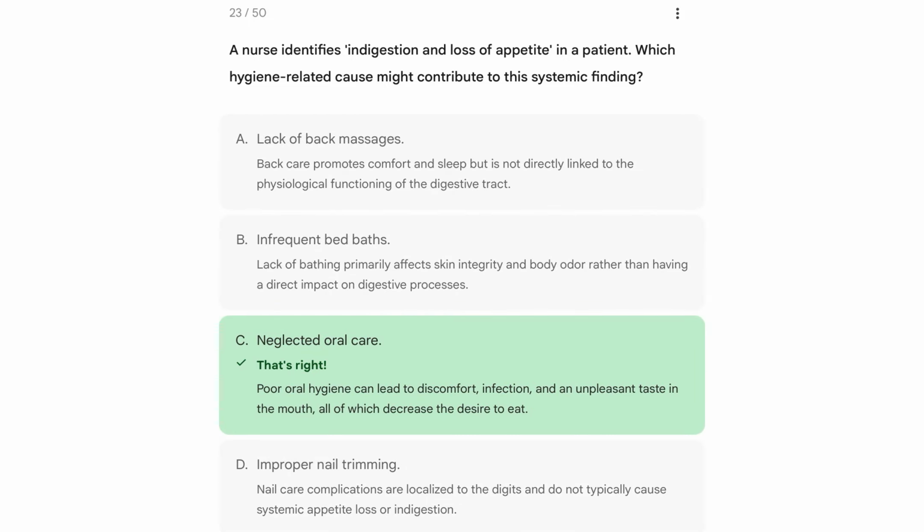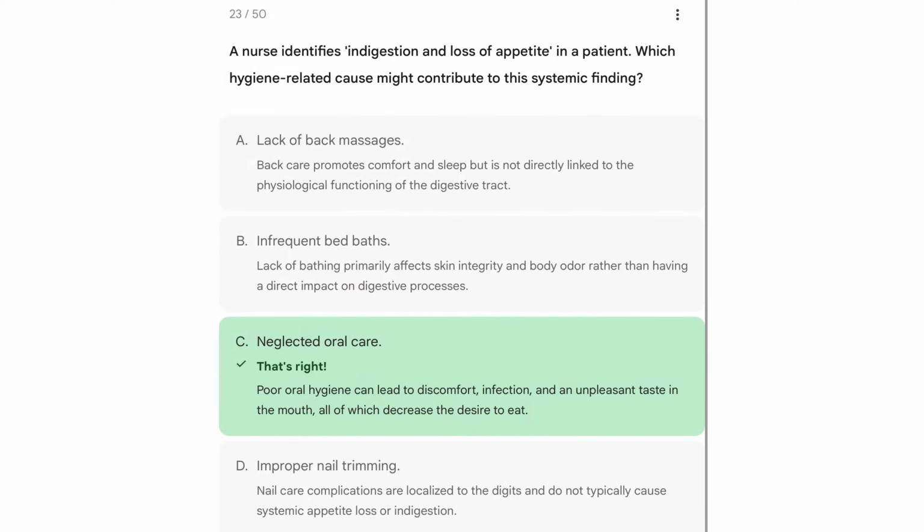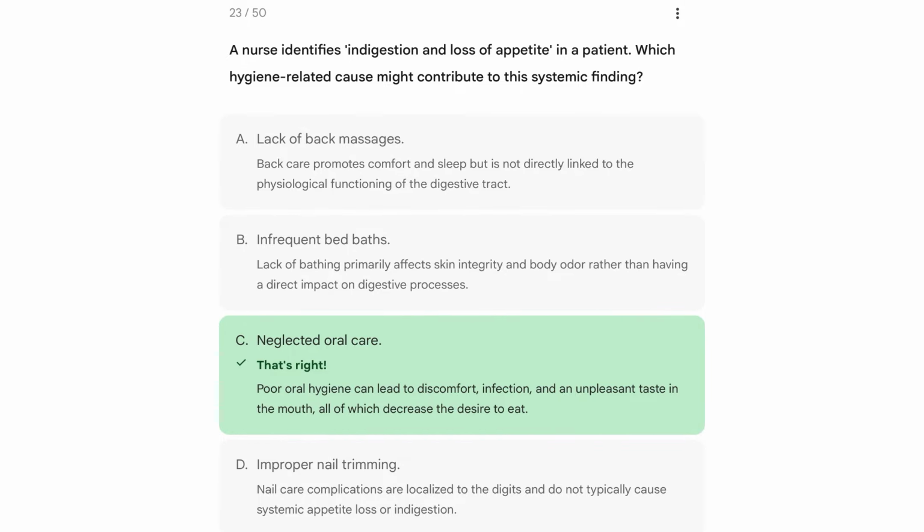Yes, good. Poor oral hygiene can lead to discomfort, infection and an unpleasant taste in the mouth, all of which decrease the desire to eat. Okay? Are you understanding? So, why is lack of back massage not the reason? Because it provides relief from muscle tension, and it may also promote sleep. It promotes circulation and increases the venous return. So, it does not have any direct connection to the GI tract.